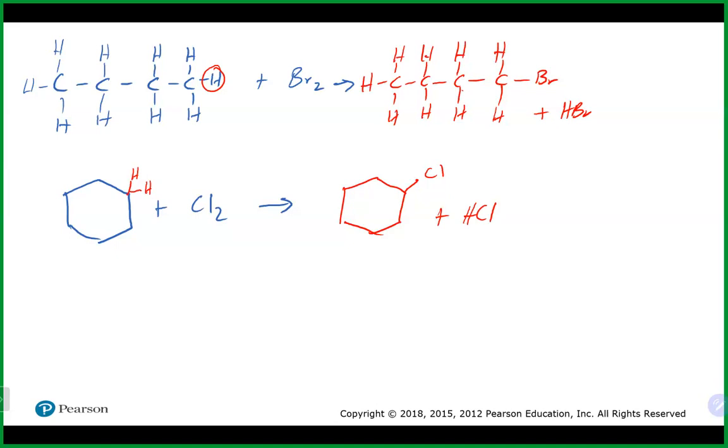Technically, under the right conditions, you could actually replace all the hydrogens. But usually when we draw something like this, you're sometimes asked to draw the mono substituted one, which just means replace one of them. So that's usually sufficient for our cases here. But technically, under the right conditions, you could probably force all those hydrogens to be popped off and replaced with the halogens. So, other questions?